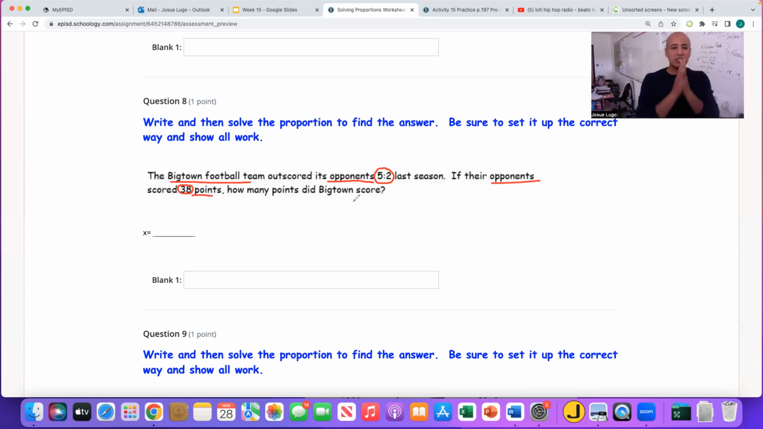Well, number one, ladies and gentlemen, we need to identify the 2 things that we're comparing here. And it seems like we're comparing Big Town to the opponents. Big Town to the opponents. So whatever has to do with Big Town is going to go in the numerator. Whatever has to do with the opponents will go in the denominator. So Big Town will be 5, and the opponents will be 2, because that's the way the ratio is ordered here. Big Town compared to the opponents.